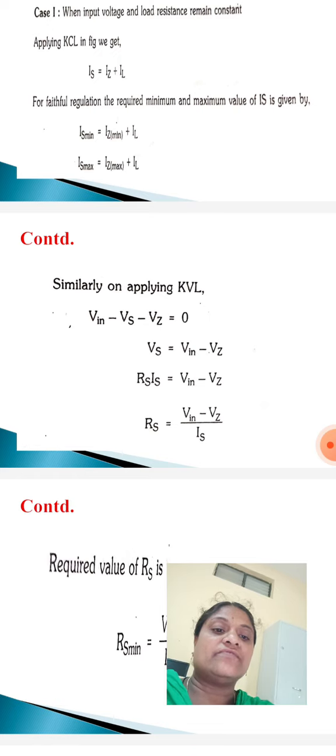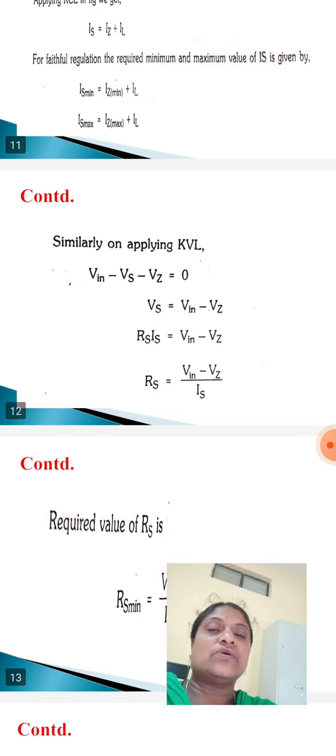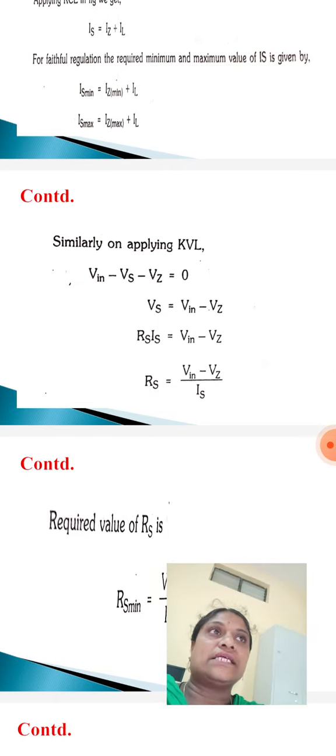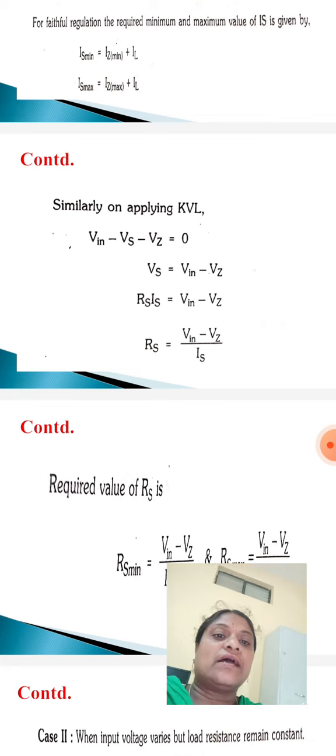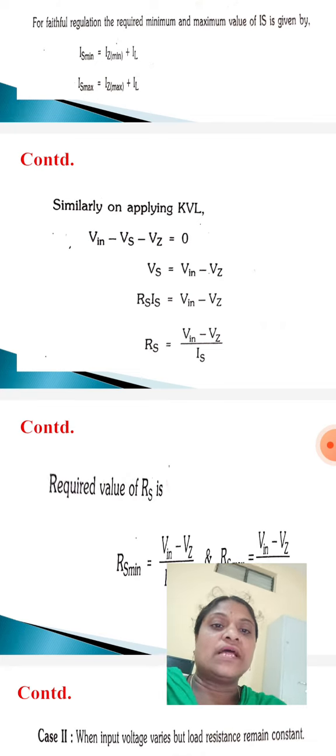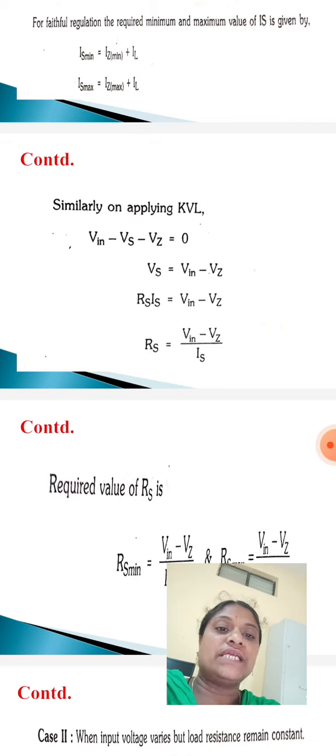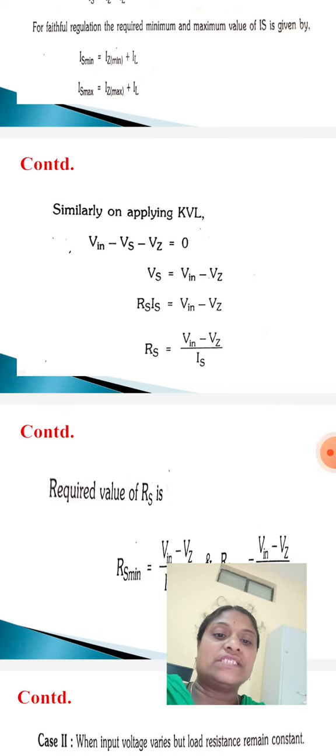V is directly proportional to I, which is Ohm's law. V is equal to RI, where R is the proportionality constant. Substitute Vs in terms of Rs and Is, so Vs is equal to Rs Is. Substituting this in here, Rs Is is equal to Vin minus Vz. Therefore Rs is equal to Vin minus Vz by Is.